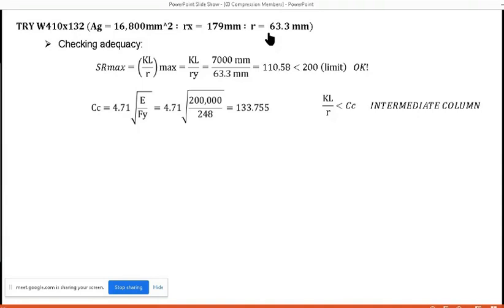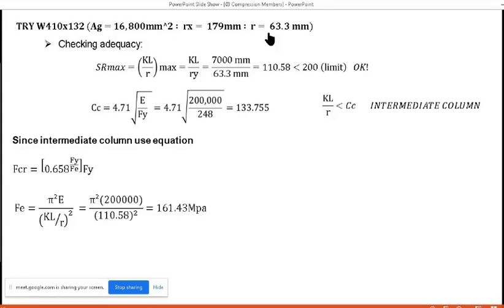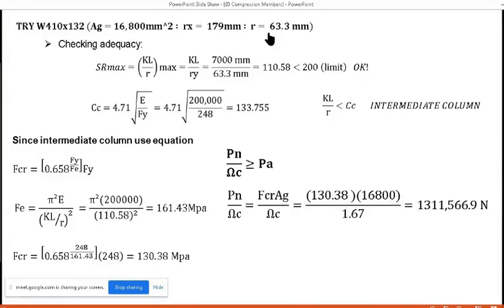So, yung CC natin is mas malaki pa rin siya sa KL over R. So, yung column natin is an intermediate column. So, since intermediate column, we will use this equation. Uulitin lang natin actually yung ginawa natin kanina. And then yung value ng FCR natin, that is 130.38. And we need to check again if our allowable strength is greater than or equal to our service load. Diba? So yung PN natin is equal to this value, 1311566.9.